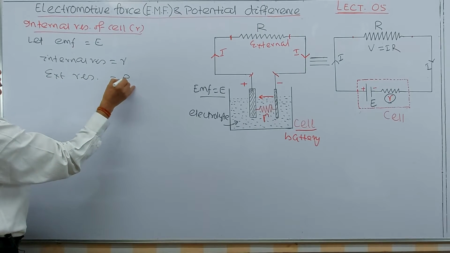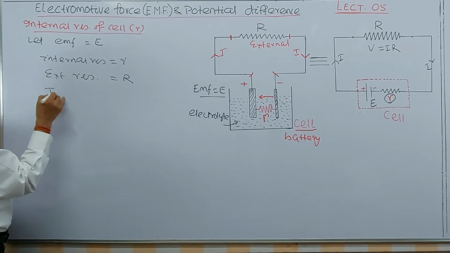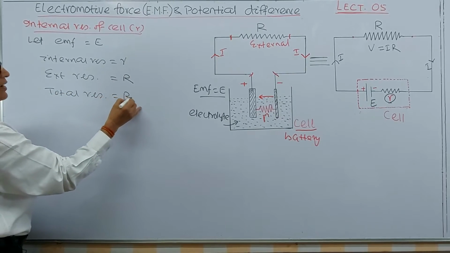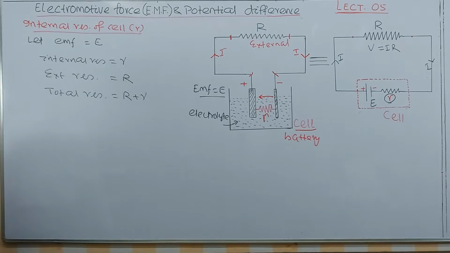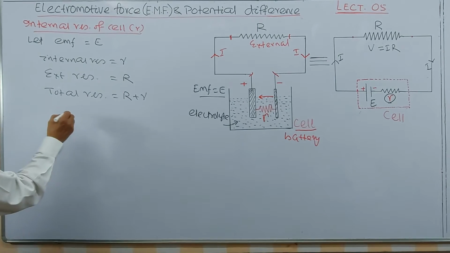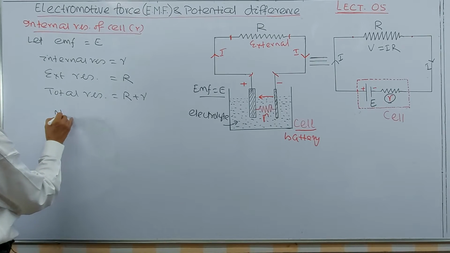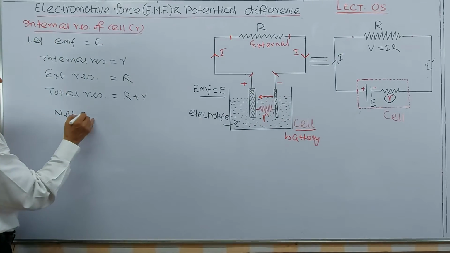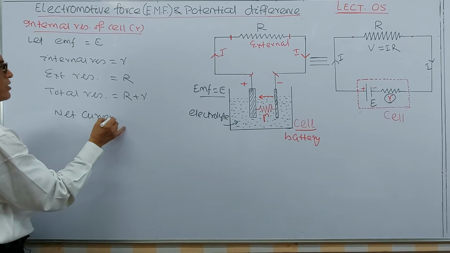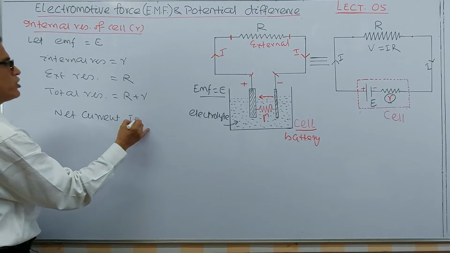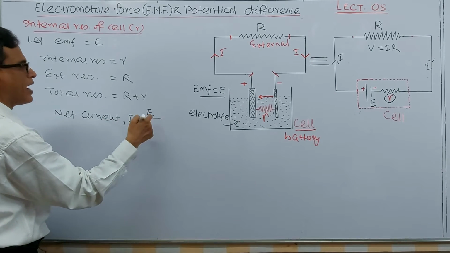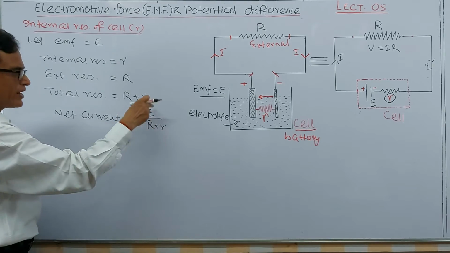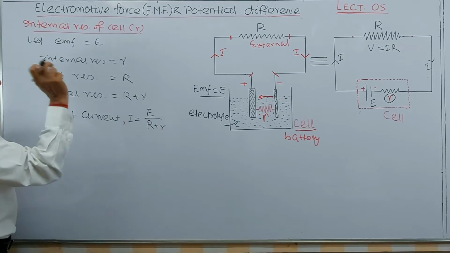External resistance is equal to capital R. So total resistance is R plus small r. Now then net current in the circuit. The current in the circuit I, we can say net current, I equals net EMF applied divided by total resistance. Total EMF applied by total resistance is the total current in the circuit.